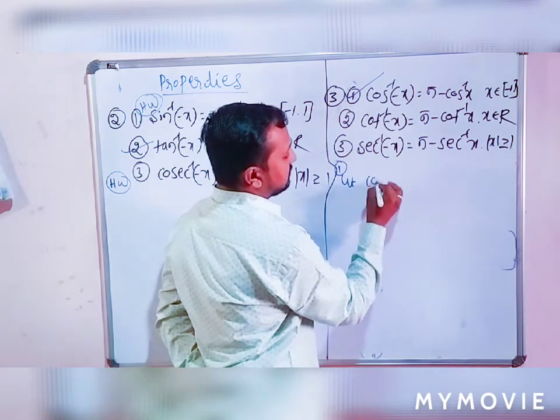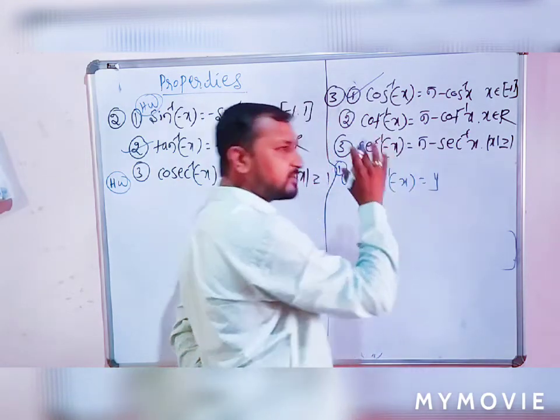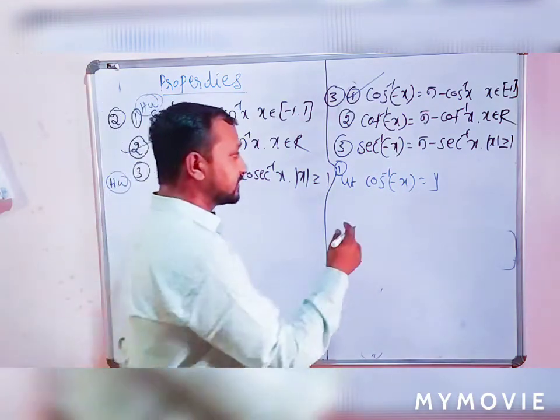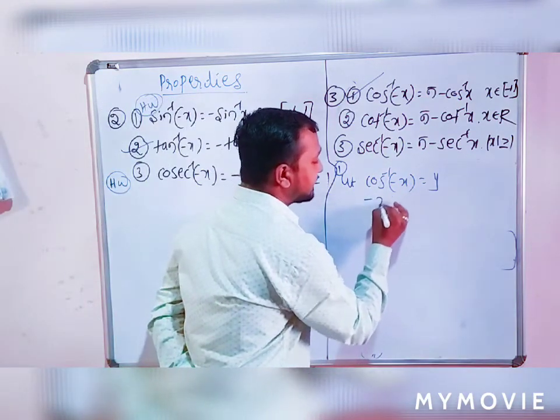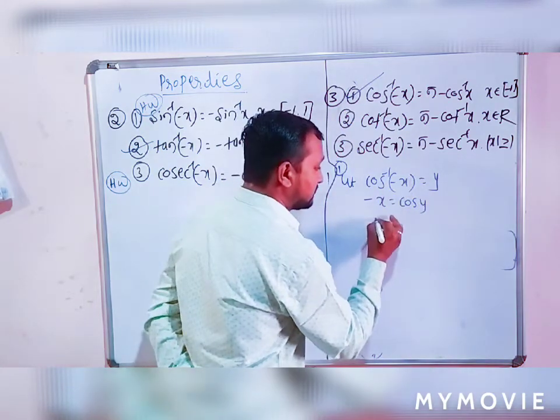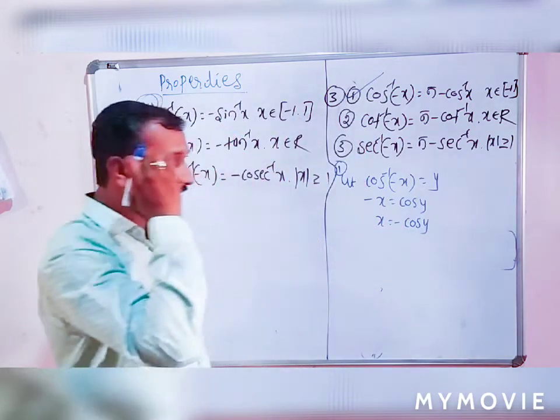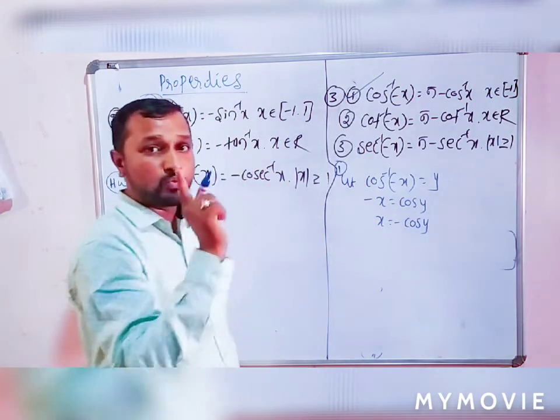Let us consider cos inverse of minus x is equal to y. Same procedure. So next, minus x is equal to cos y, shifted to the right hand side, or x equal to minus cos y. Students, see that this is very important.